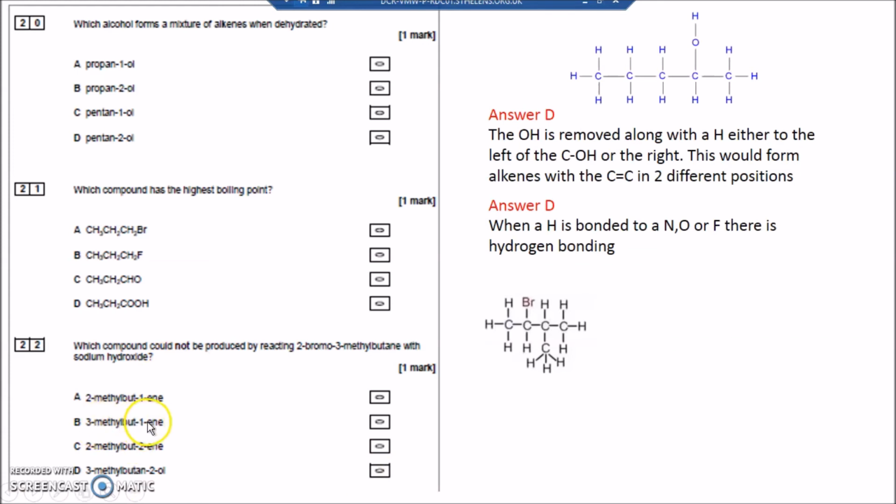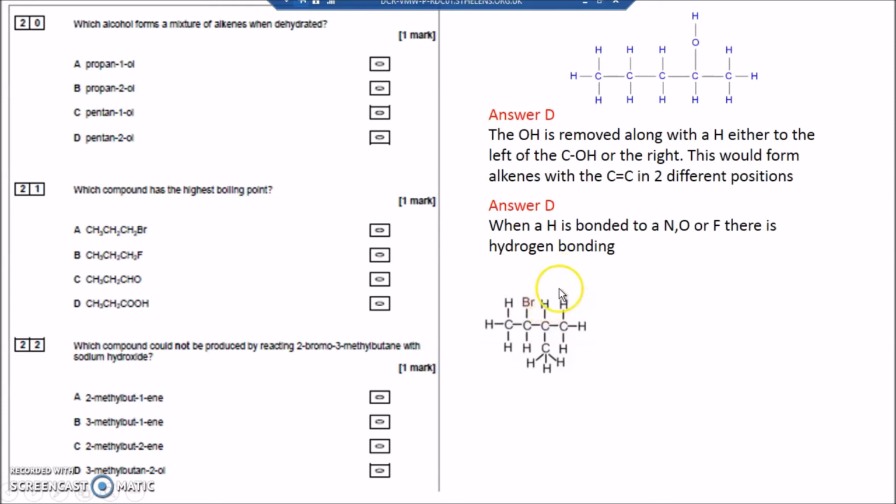So I could end up with 3-methyl-but-1-ene, the carbon to carbon double bond here at carbon number 1 and the methyl group at number 3. That's a possibility, 3-methyl-but-1-ene, so I'm going to rule out B. Equally, I could remove this H to the right of the C-Br and the double bond could end up here.